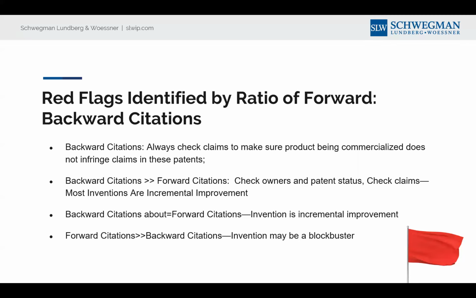So as mentioned, for backward citations, always check the claims to make sure that a product being commercialized does not infringe claims in patents in backward citations. Like I say, this is an area that you have some control over. You can identify it during prosecution before a patent issues, and hopefully before commercialization.